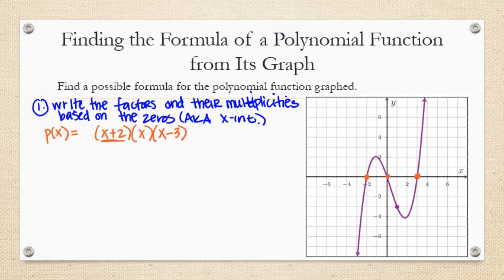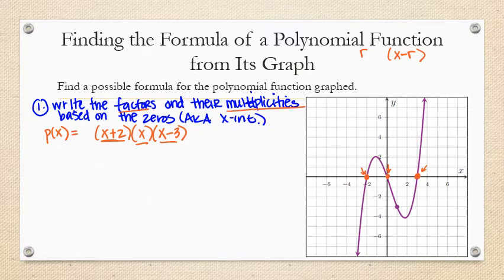In other words, when we define a 0 of a function, we said if a 0 is r, then the factor x minus r is going to be a part of this polynomial. So x minus -2 is the same thing as x plus 2. X minus 0 is the same thing as x. And x minus 3 is x minus 3. So we figured out the factors, and now let's figure out their multiplicities.